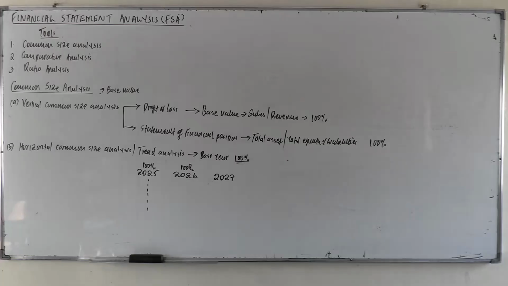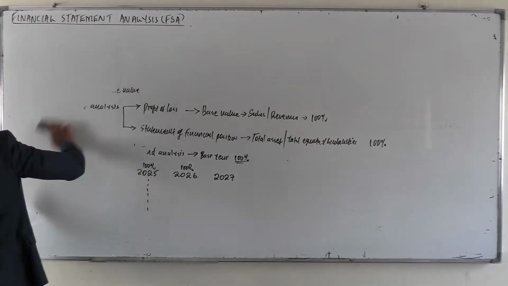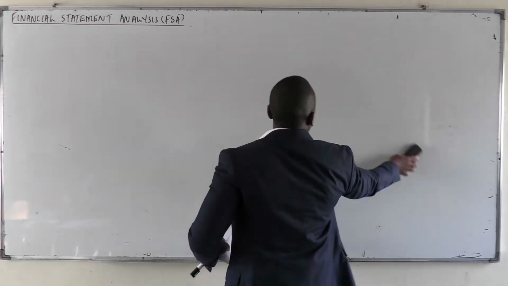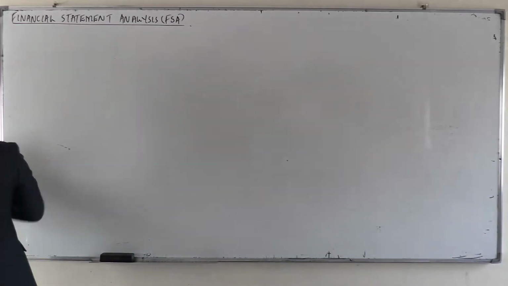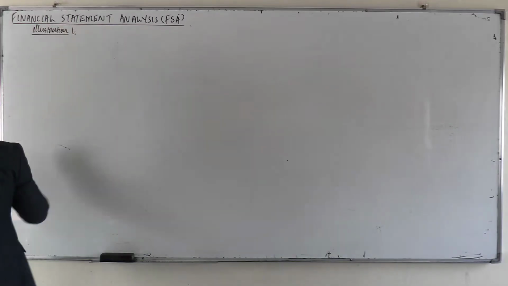Then at that point, the base account for the statement of financial position, that's the balance sheet, is the total assets or the total equity and liability. In this case, every item in the balance sheet is expressed as a percentage of the total asset, holding the total asset as 100%. Good. So now let's do that illustration. Illustration 1.